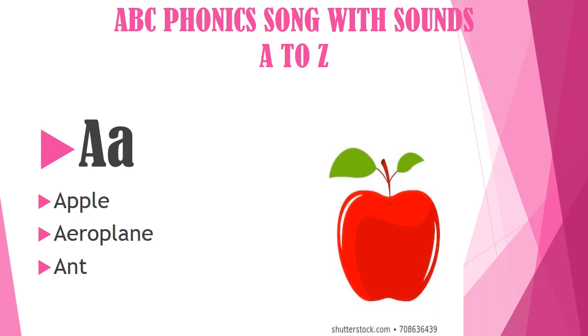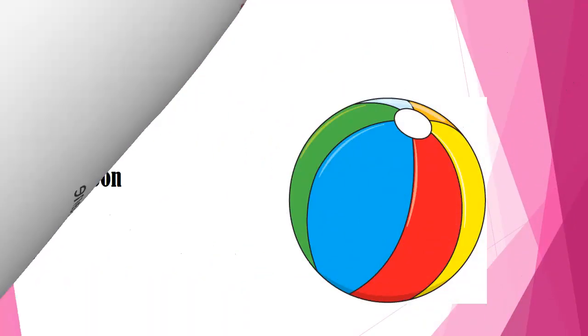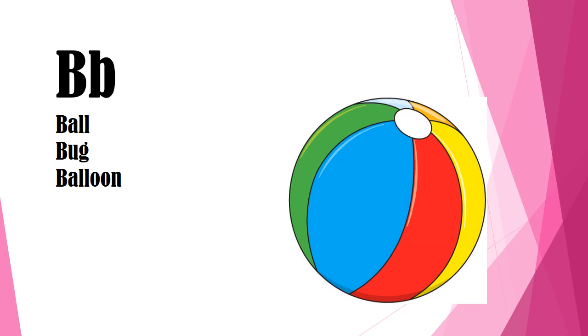Now we will see how these letters produce sound. So let's start with A. The sound of A is A. A is for apple. The sound of A is A. Apple, aeroplane, ant.